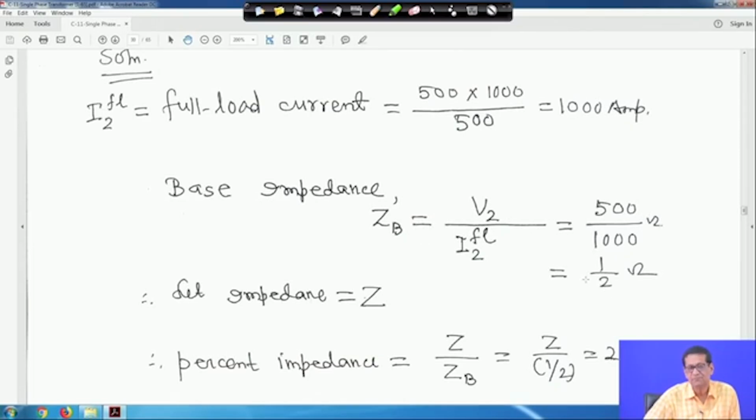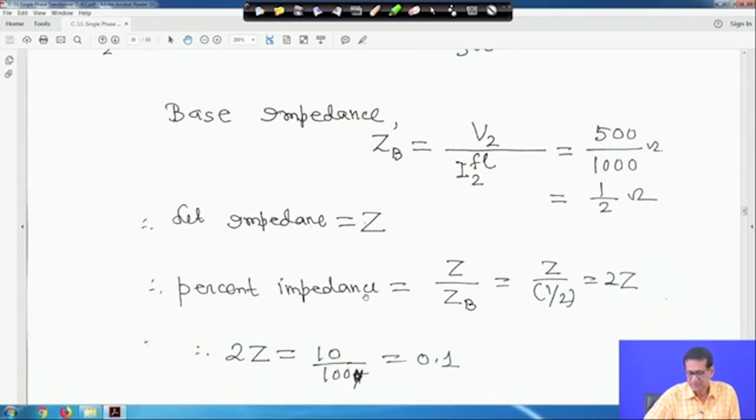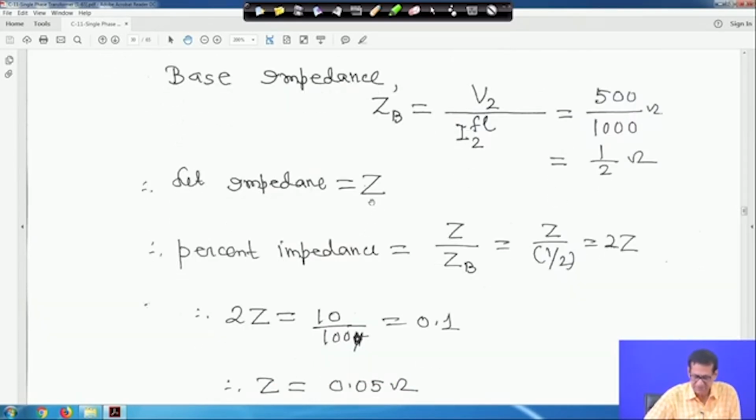Based on that, percentage resistance, percentage reactance and percentage impedance are determined. So ZB is equal to V2 upon I2 FL, 500 by 1000, so half ohm. Now let the transformer impedance be Z. Therefore, percentage impedance will be Z upon ZB. It is a dimensionless quantity, because this Z is in ohm and this ZB is also in ohm.